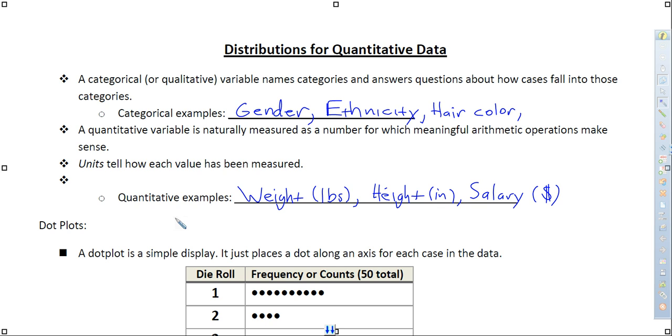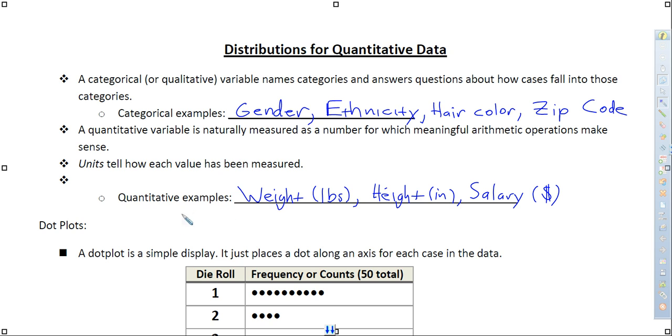Now true that zip code is a number, but I want you to think, if you took all the students in the room and you averaged up their zip codes, is that going to tell you where the average person in the room lives? No, right? So that wouldn't have really any meaning. So zip code is actually a categorical variable. Just keep in mind, just because it's a number does not mean that it's going to be quantitative.